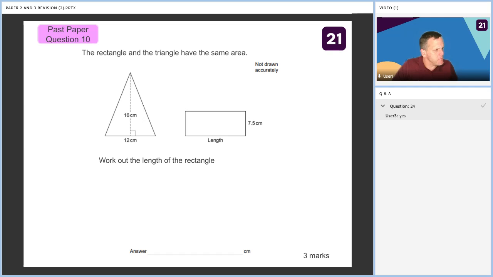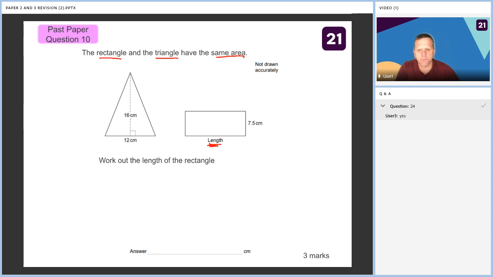Last question from me, and potentially the last one. See how we go, see how much time we've left at the end of this one. So the rectangle and the triangle have the same area. So remember in your exams, let's underline. We've got rectangle and triangle, and it says they have the same area. Work out the length of the rectangle. So this is what we're looking for, the length of the rectangle.